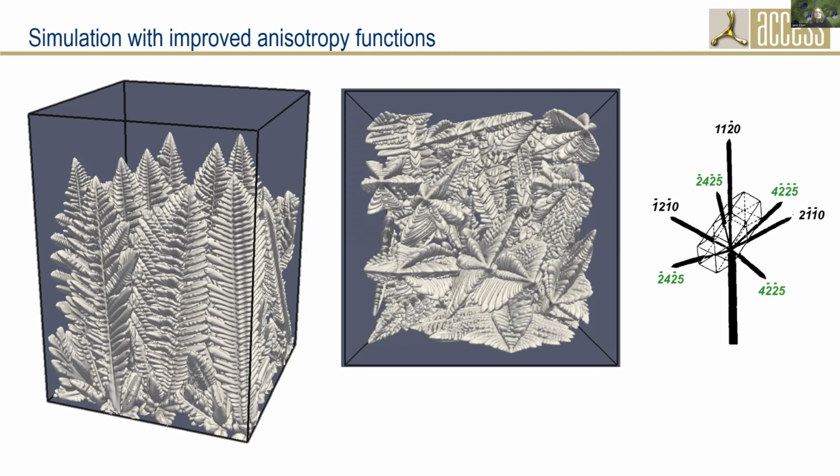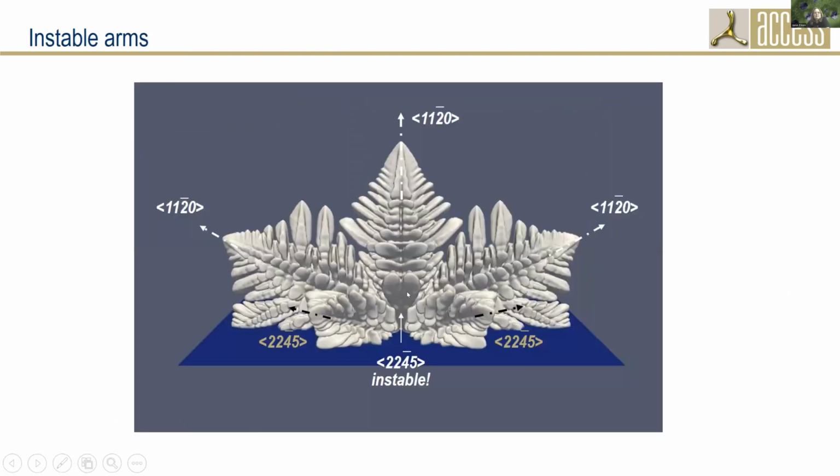An interesting point here is that in the experiments, and also in the simulation, one can see only 4 of them, while from the anisotropy function there should be more. Here, this is just half of a dendrite. So here you see 3 prism directions. If you had the whole thing, there would be 6, but it's growing directionally. So we just have 3 of them, and we should also have 3 of these arms, but 1 of these arms becomes unstable.